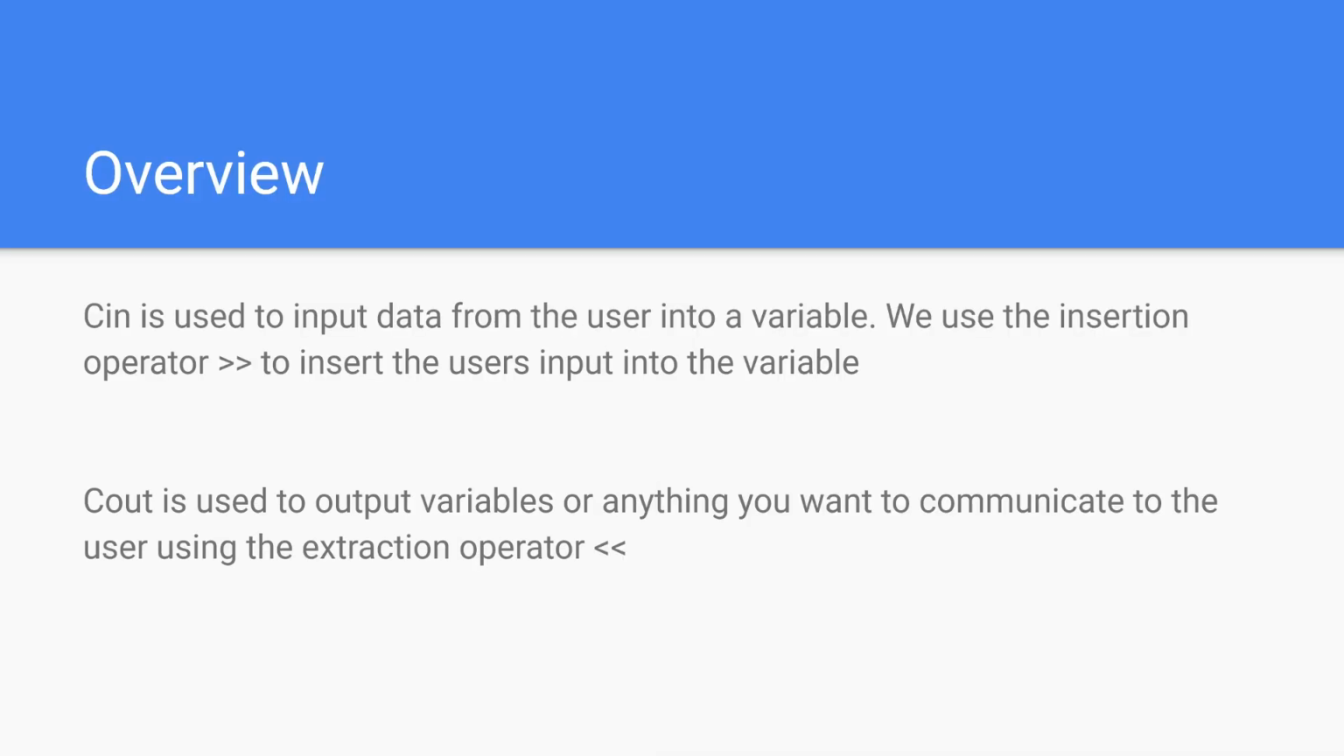To overview, Cin is used to input data from the user into a variable, and we use the insertion operator to insert the user's input into the variable. Cout is used to output variables or anything you want to communicate to the user by using the extraction operator.